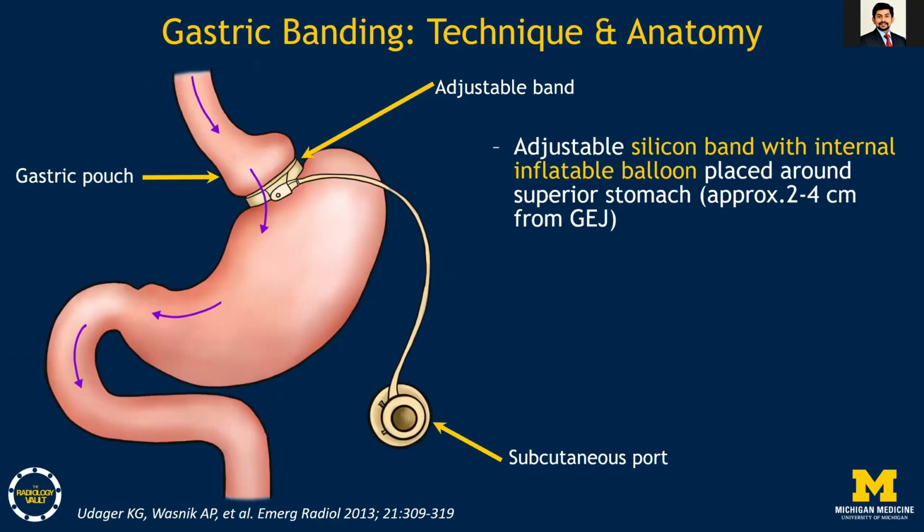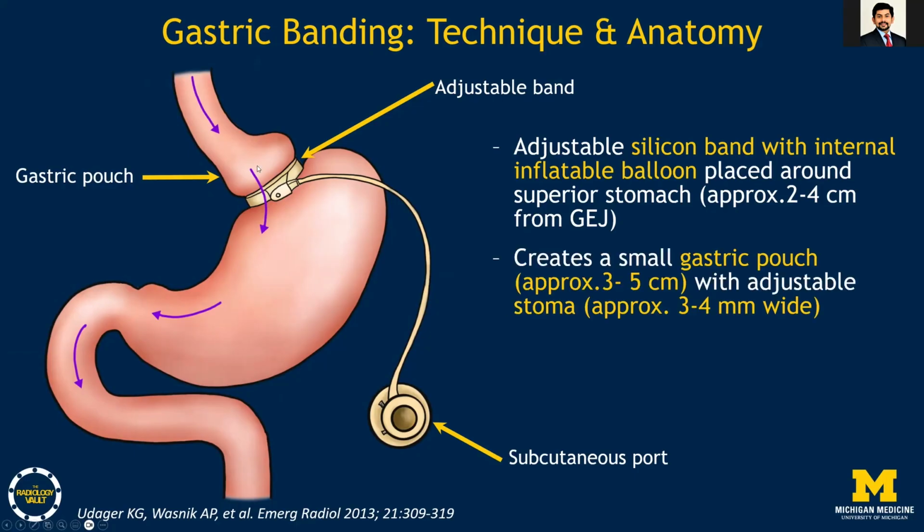Now, looking at the technique and anatomy, the primary goal is to have a small gastric volume, which is achieved by laparoscopically placing a silicone band, which is radio-opaque, with an internal inflatable balloon placed around the proximal stomach, approximately 2 to 4 centimeters from the gastroesophageal junction. The goal here is to create a small gastric pouch, approximately 3 to 5 centimeters, with an adjustable stoma, which is up to 4 millimeters wide.